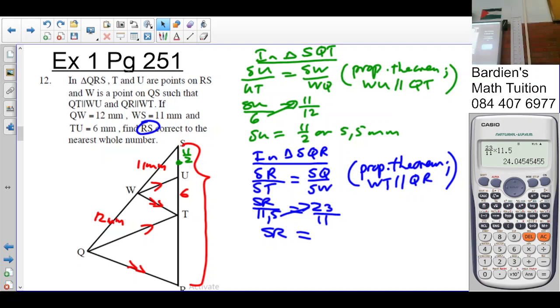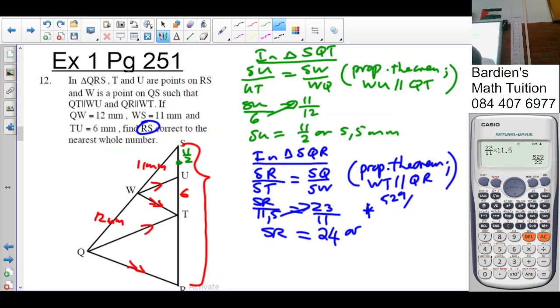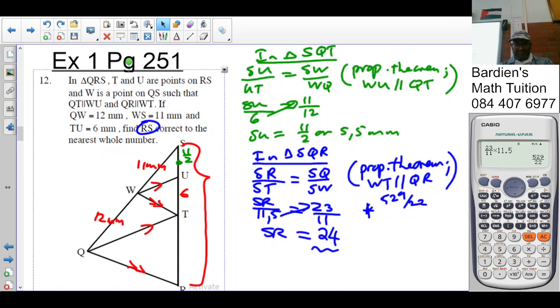Check the answer there. I think I made a mistake. Check the answer at the back. Is it 24? Okay. Now I'm feeling better. It's going to give you 24 point something. Or as a fraction, I know they asked you for the decimal, just in case, that comes out to be 529 over 22. But this is the answer they want. Okay. Right, that's number 12.